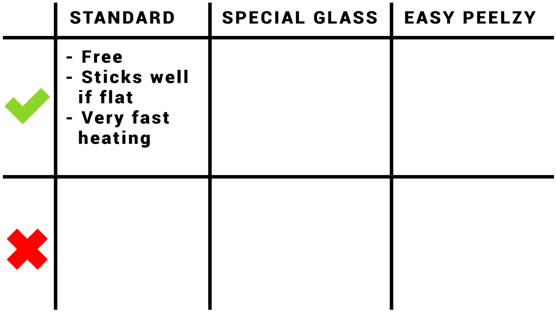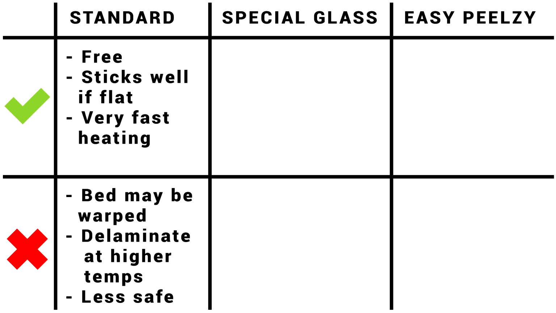Let's start with the standard build surface. It is of course free with the printer. It sticks very well if it's flat and it's very fast at heating. Downsides are if the bed is warped, then you're going to have a hard time. And as I found, it can delaminate at higher temps. I had to stick mine down twice. Of course, it is less safe anytime you introduce a scraper to get your prints off.